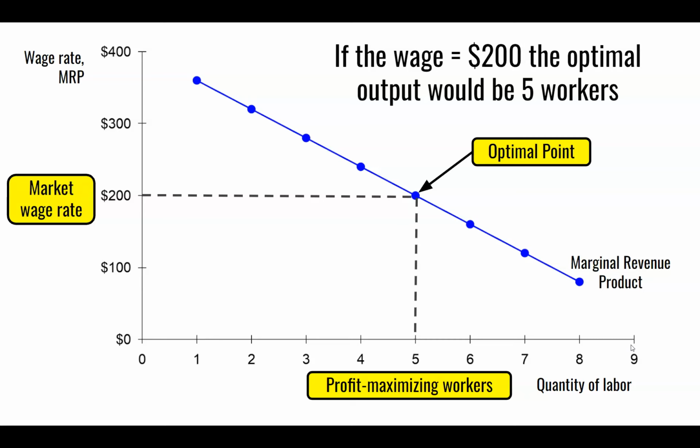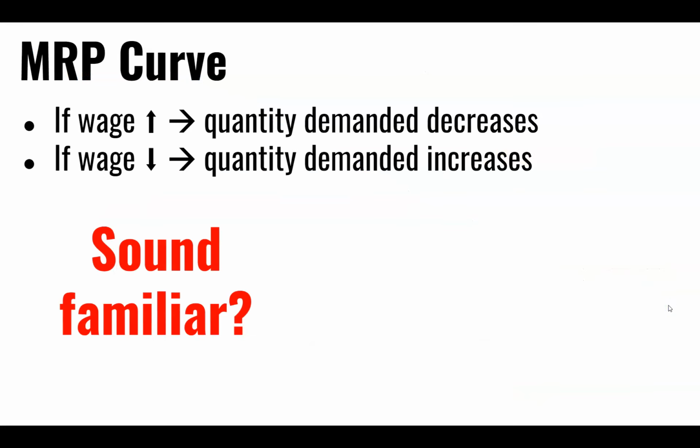Every worker before the fifth worker was producing work that was valued at more than $200. The fifth worker is producing work that's valued at exactly $200. And the sixth worker and on down is producing work that's wonderful, but it doesn't bring in as much revenue as it costs to hire them. So as the wage goes up, the quantity demanded decreases. If the wage were to fall, the quantity demanded would increase.